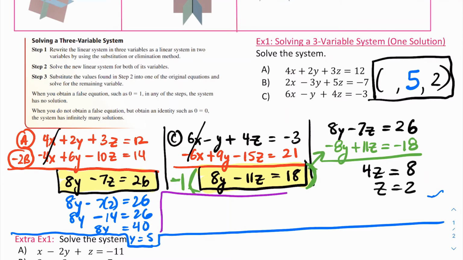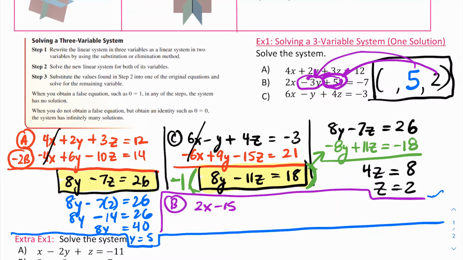If I use equation b, then equation b is 2x minus 3y. If I put a 5 there, that's going to be minus 15. Plus 5z, so if I put a 2 here, that would be plus 10, equals -7. So this would be 2x minus 5 equals -7. If I add 5, I would have 2x equals -2, so x equals -1. So that is your final answer.